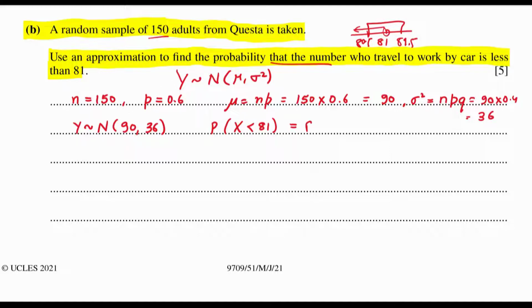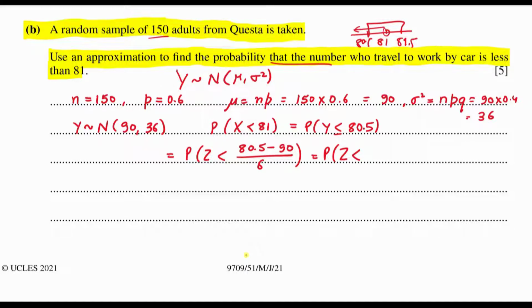So it is the probability of Y, not X now, Y less than or equal to 80.5. We'll use the standardized form: Z less than (80.5 minus 90), that is (x minus mu) upon sigma. Sigma squared is 36, so sigma becomes 6.